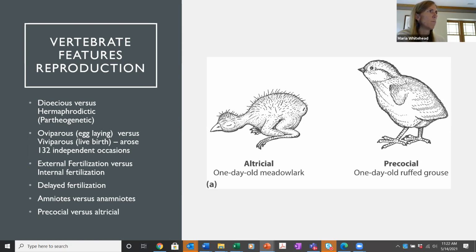So spend some time with these terms, and of course, altricial and precocial are terms that we use with birds, whether they're born unfeathered, naked, blind, and totally dependent on the parents, or whether they're born able to run around and fully feathered and able to thermoregulate.